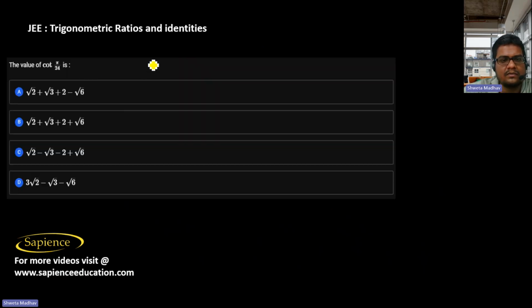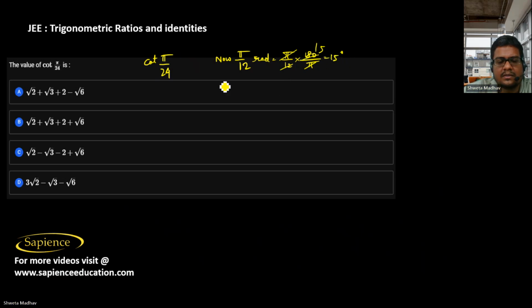Then here it is asked to find the value of cot pi by 24. Now pi by 12 in radians, if you convert to degrees, that will be pi by 12 into 180 by pi. So 12 ones are 12, 12 fives are 60, that is 15 degrees. So now cot 15 degrees, if you want to find, that is 1 by tan 15 degrees. Now tan 15 I can write as tan of 45 minus 30 degrees.